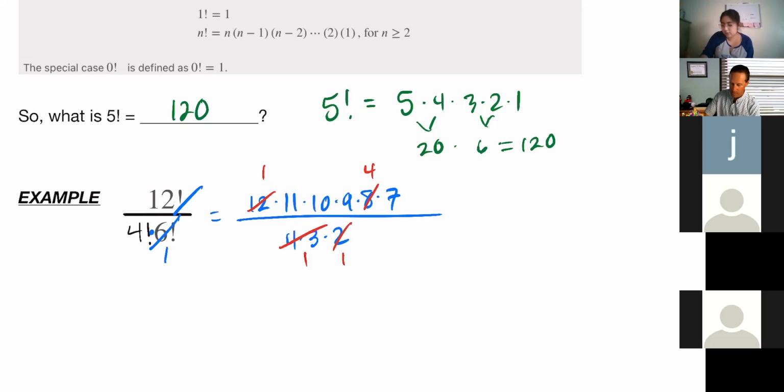And I would multiply whatever's left, which 4 times 9 is 36, times the 10 is 360, times the 7 and 11, which is 77.